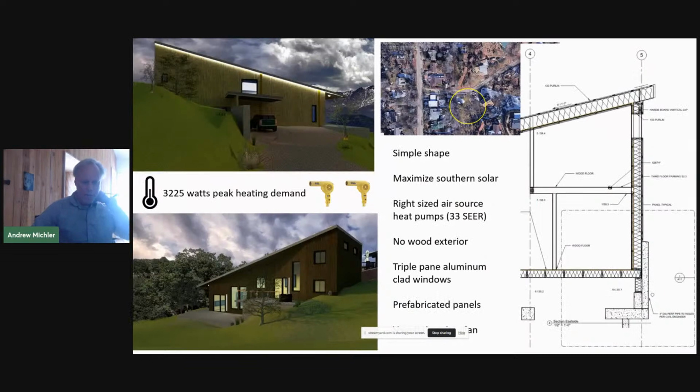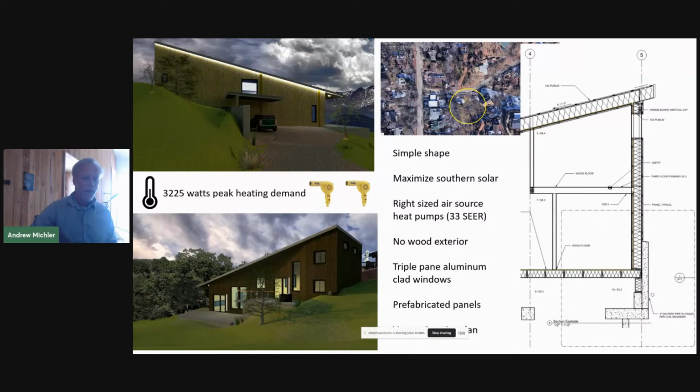And so ultimately the house is a simple shape. We're looking at two very small heat pumps, tiny heat pumps, the smallest I could find in the market, two 6,000 BTU units at 33 SEER each. So they're incredibly energy efficient, very cost effective.